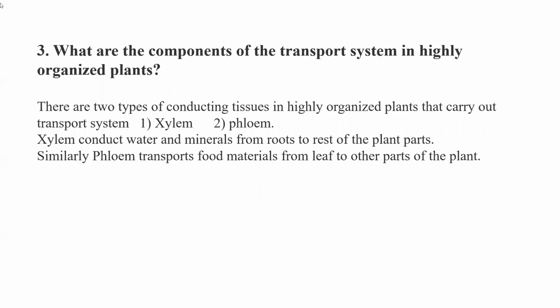Next question. What are the components of the transport system in highly organized plants? There are two types of conducting tissues in highly organized plants that carry out transport. One is xylem, another one is phloem. Xylem conducts water and minerals from roots to the rest of the plant parts. Similarly, phloem transports food materials from leaf to other parts of the plant.